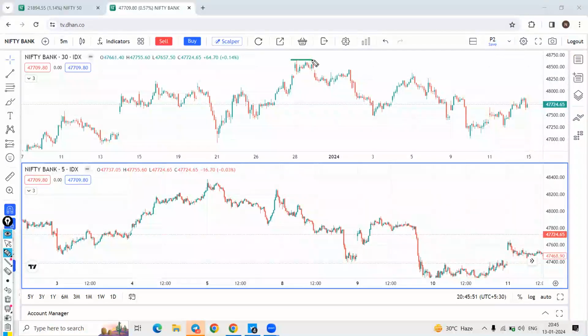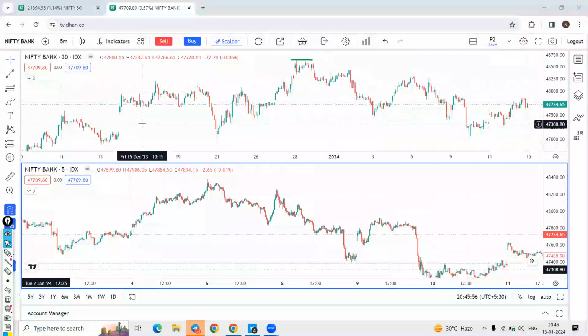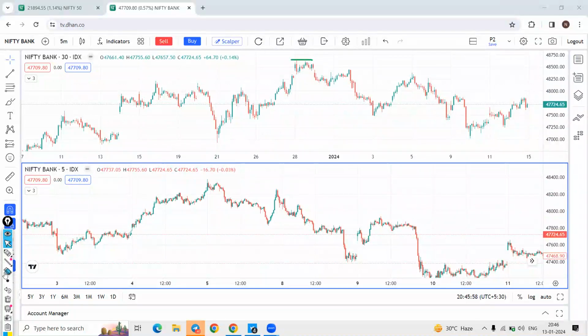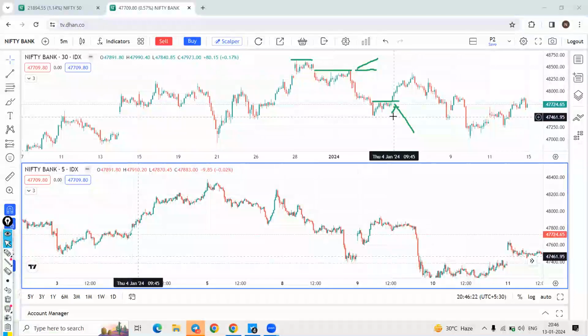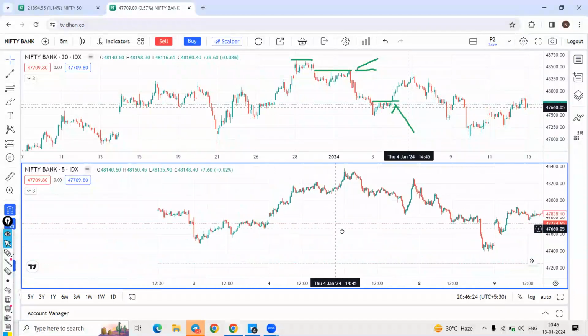This is the previous day's high of a session. If I want to plot the 29th, just look at this, this is the previous day's high. Price struggled to cross it in the next trading session, rejected. The same goes for the previous day's high continuing here also. And one thing to notice here: first time price is trying to take a support from the previous day's high. That is on which trading session? 4th January.